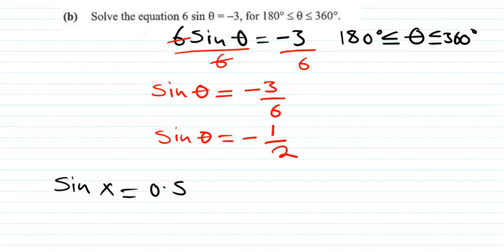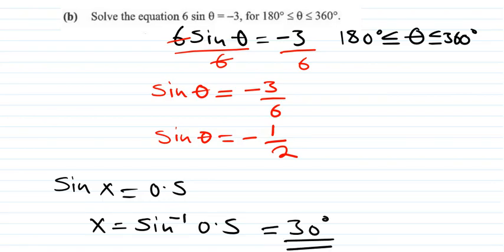Now if you grab your calculator and try to find the sine inverse of 0.5, press shift and then press sine, or second, depending on the calculator you have. What you're going to get is actually 30 degrees. Now this would be the answer if we were dealing with a positive half. In this case we're interested in finding the angle that can give us a negative result.